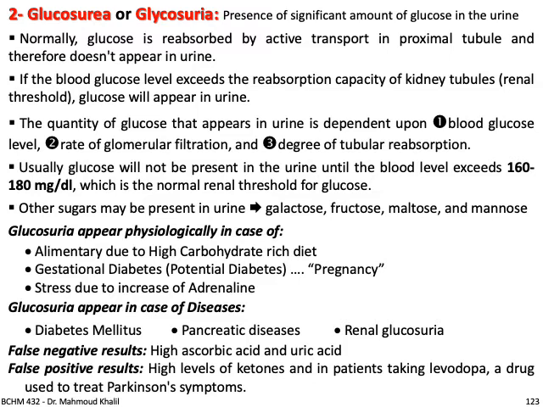False negative result is due to high ascorbic acid and uric acid. False positive result is due to high level of ketones and in patients taking levodopa. It's a drug used to treat Parkinson's symptoms.